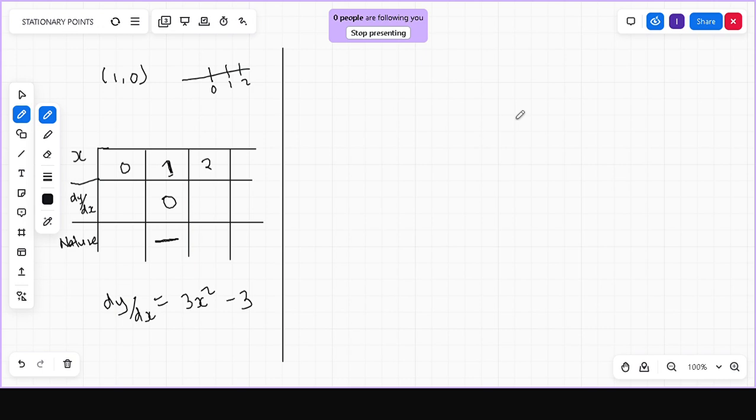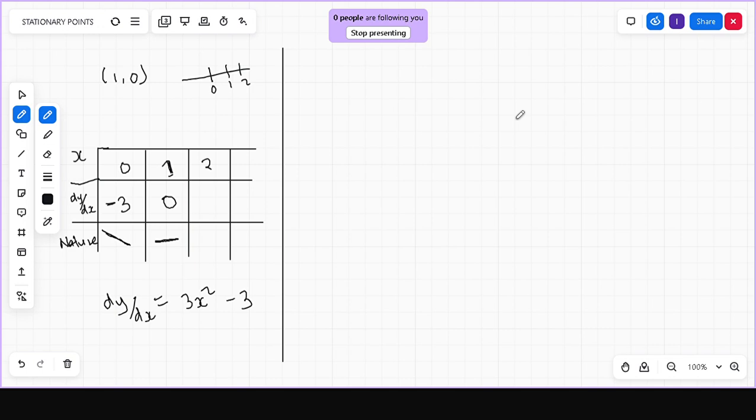Now we come at x equal to 0. What is dy dx? So you substitute x equal to 0 in the gradient function. It is 0 squared multiplied by 3 is 0, minus 3. So this one becomes minus 3 dy dx. So minus 3, the nature of the curve is top left to the bottom right. This is the nature of the curve.